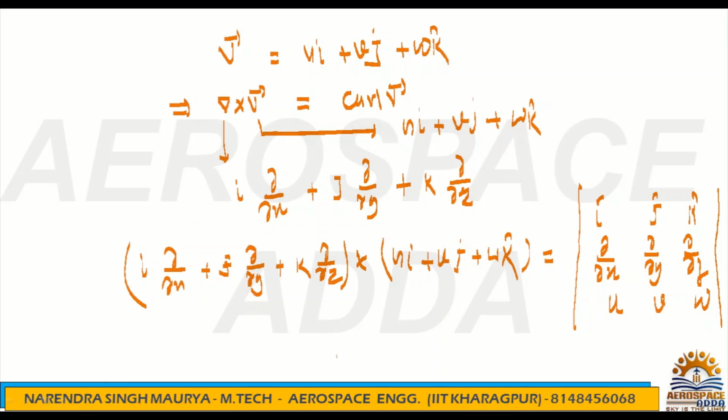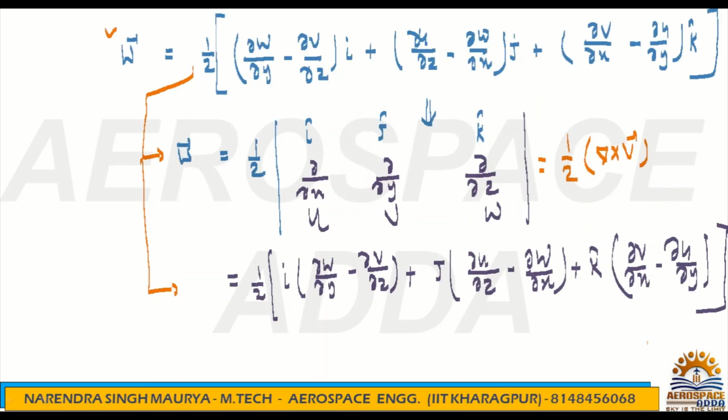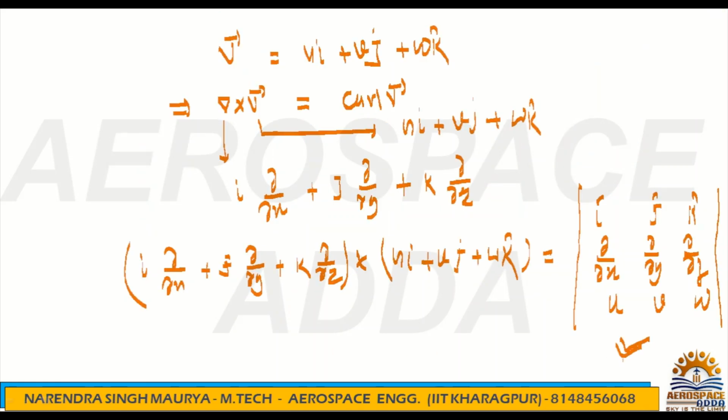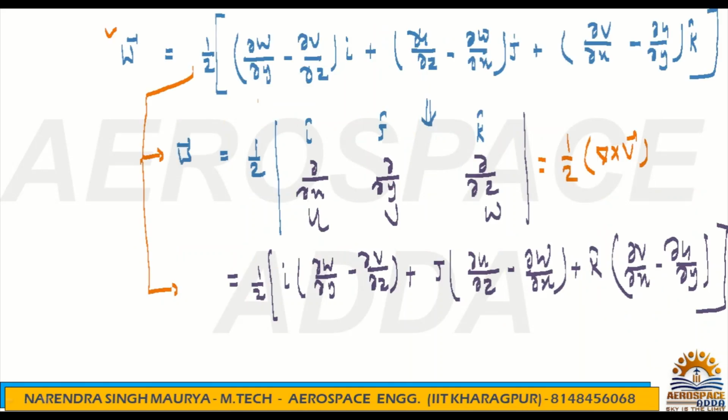Anyway, the point is, if you solve this curl V vector, this is very basic. Curl V vector, if you solve, it's a cross product basically. Delta operator value I have given: i del by del x plus j del by del y plus k del by del z, and cross product of V vector. V vector is nothing but ui plus vj plus wk, that you know, right? The cross product is nothing but this value. So the same I have written here. And again, if you solve this cross product, you will get the same big bracket value.